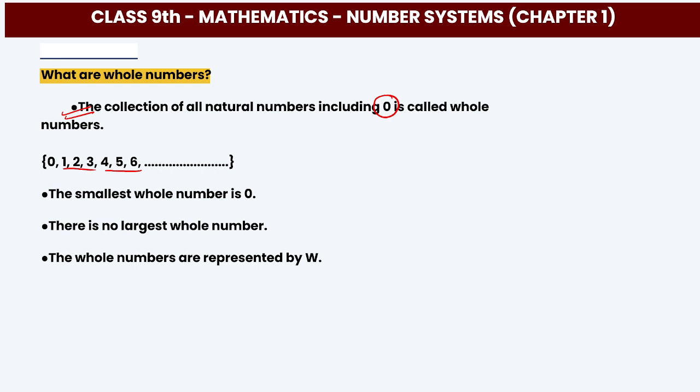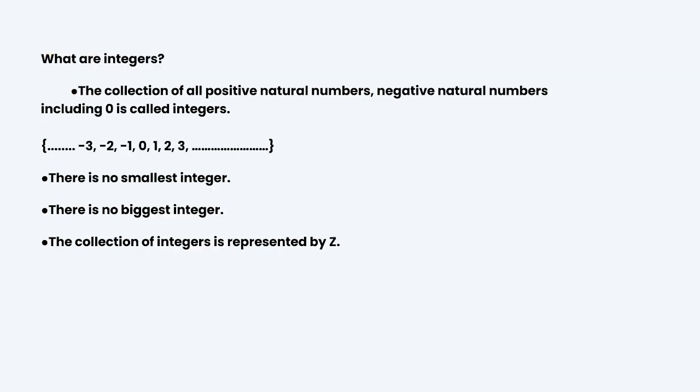The smallest whole number, that is 0. सबसे छोटा नंबर जो है वो क्या है? 0 है. There is no largest whole number. सबसे बड़ा यहाँ पर होल नंबर नहीं है. Same as I have given the example for the natural numbers. We don't know what is the largest one. जो भी लार्जेस्ट आएगा उसमें 1 और ऐड कर देना तो वो क्या होगा? आगे बढ़ता जाएगा. It is represented by W. W से रिप्रेजेंट करते हैं, कैपिटल से ही रिप्रेजेंट करते हैं.